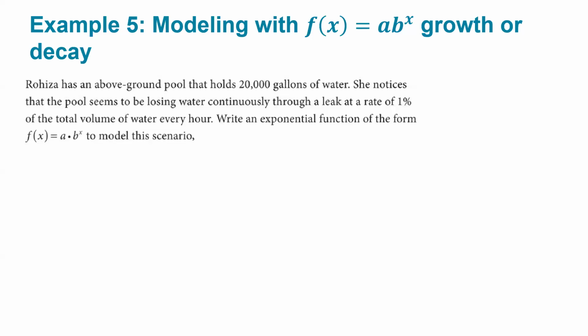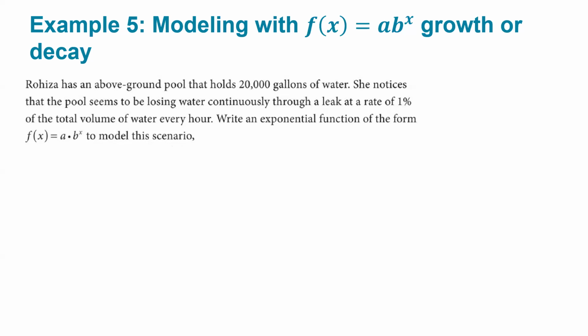Okay, so the next two examples are actually examples from the beginning of the school year when we talked about modeling with linears and exponentials and comparing the two. So up first here we have Rohiza has an above ground pool that holds 20,000 gallons of water. She notices that the pool seems to be losing water continuously through a leak at a rate of 1% of the total volume of water every hour.